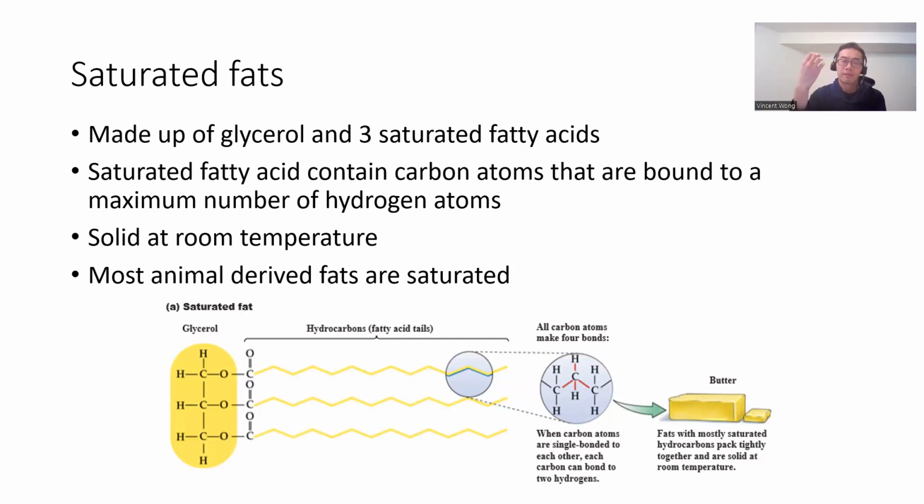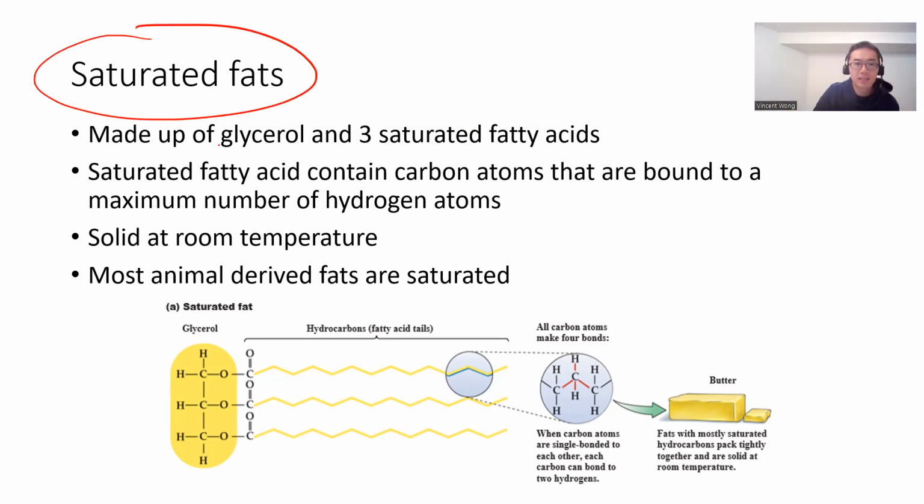So the fat is made up of, once again, 1 glycerol and 3 fatty acids. The fatty acids can differ in length, as you saw, but they can also be different depending on how much hydrogen they contain. If it has the maximum number of hydrogen atoms already, if it is saturated with hydrogen, then we call it a saturated fat.